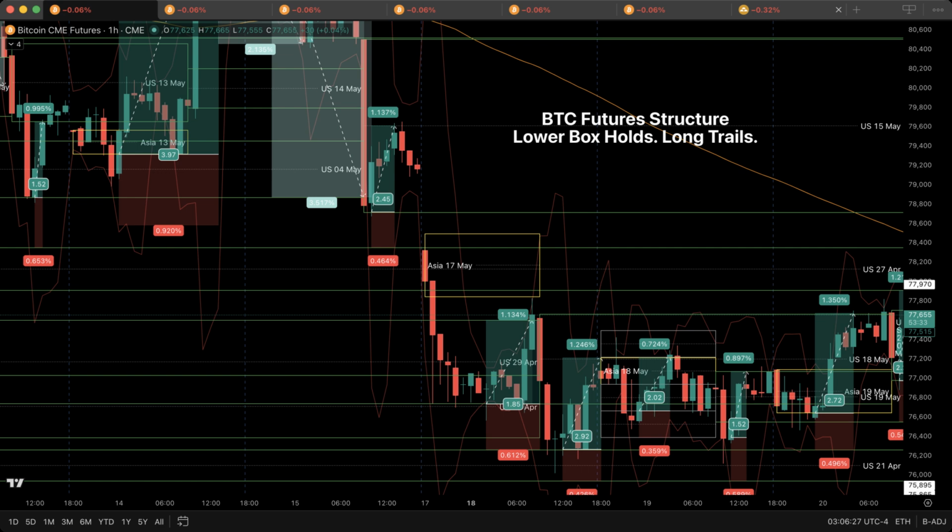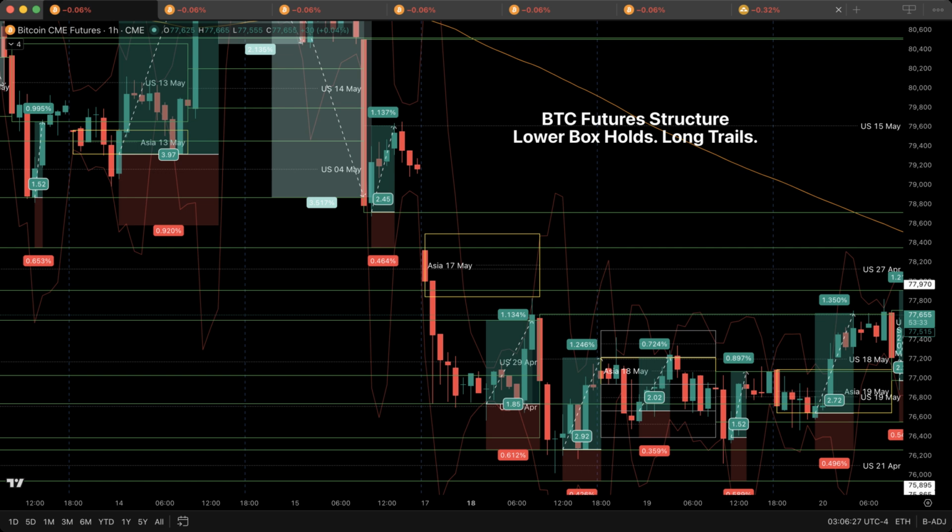Why there? Because the first job of the long is not to conquer the world. The first job is to complete the rotation from the lower edge to the upper edge of its own session structure. That is the cleanest first objective. When a long begins at the lower boundary of an overlapped box, the first target should usually be the opposite side of that same box unless price shows earlier signs of failure. This gives the trade symmetry. This gives the trade a natural range objective.